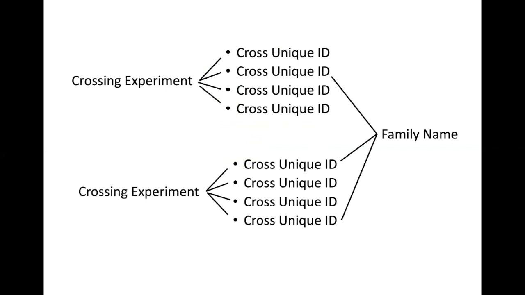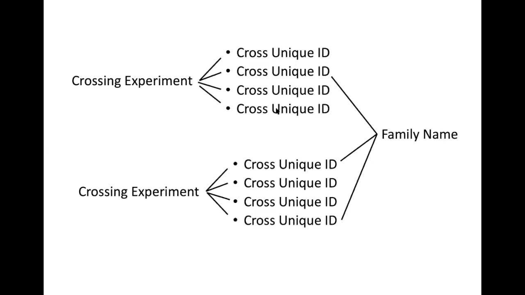So there are 3 levels of data organization: crossing experiment, cross unique ID, and family name. So crossing experiment groups several crosses together. How you want to group crosses together is all up to you. For example, you may want to group crosses based on the breeding objective, or grouping different crosses done in the same year or from the same crossing block. So it's all up to the breeder or data manager how they want to organize the crossing data.